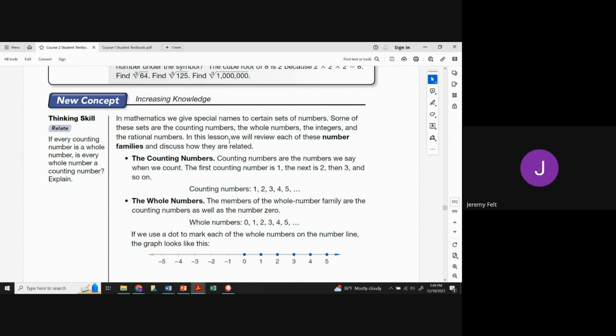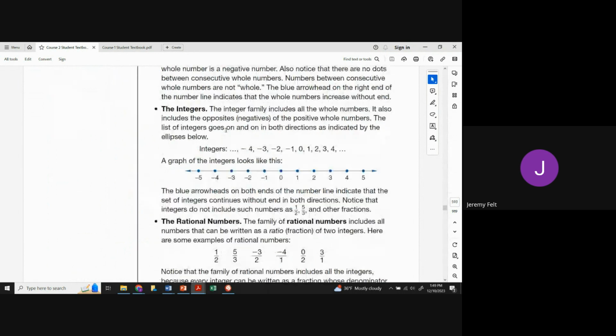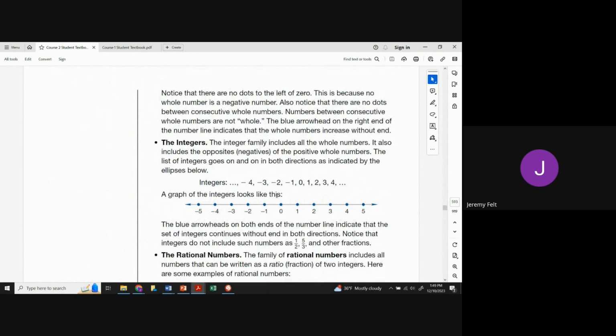Whole numbers, nearly identical to counting numbers, we just start with 0. So 0, 1, 2, 3, 4, 5, 6, 7, 8. Integers are whole numbers and their opposites, so 0, 1, 2, 3, 4, 5, all the way on, and their opposites, -1, -2, -3, -4. Okay? Not numbers in between these, that's why it's just the shaded dots on the numbers themselves, because 3.5 is rational, but it is not a counting number, a whole number, or an integer.